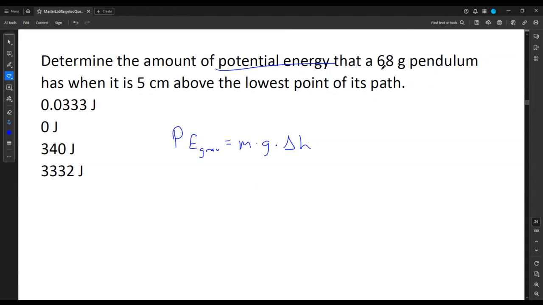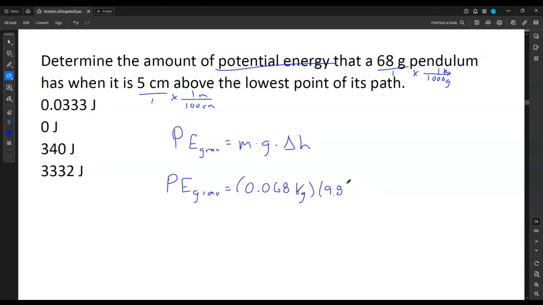Similar to before, we don't like the grams, so we need to remember there's 1,000 grams in a kilogram. And we've talked about this before, but there's 100 centimeters in a meter. And so that will allow us to convert these numbers and to plug in. Okay, so the mass, 0.068 kilograms. Gravity, because we're assuming this is happening on Earth, is 9.8 meters per second squared.